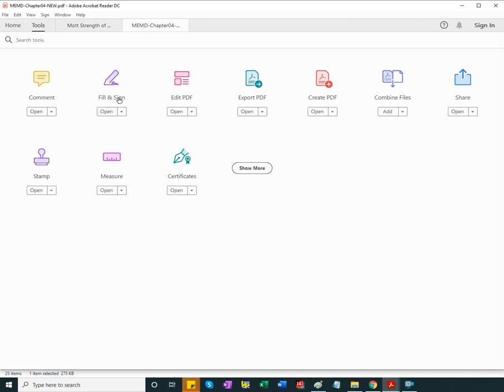there is a drawing tools, annotation, fill and sign, measure stamp, show more.